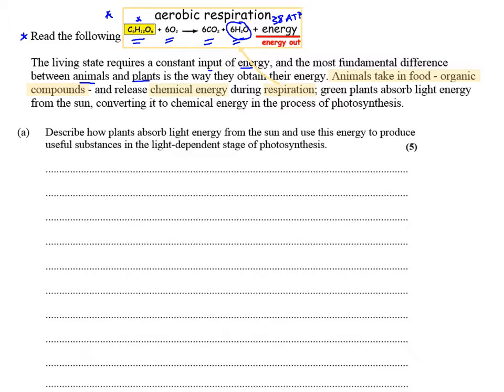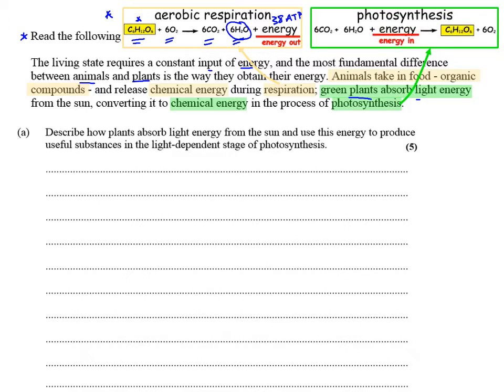Now the question then goes on to say, green plants absorb light energy, and we know that comes from sunlight, and they convert this light energy into chemical energy in the process of photosynthesis. So again, in the margin, we can just simply write down the chemical equation for photosynthesis. We know this time plants that do photosynthesize take in carbon dioxide from the atmosphere, so we could put here from the air, and we know they obtain water from the soil, and they absorb that from the soil water through the root hair cells. So CO2 and water are the raw ingredients for photosynthesis.